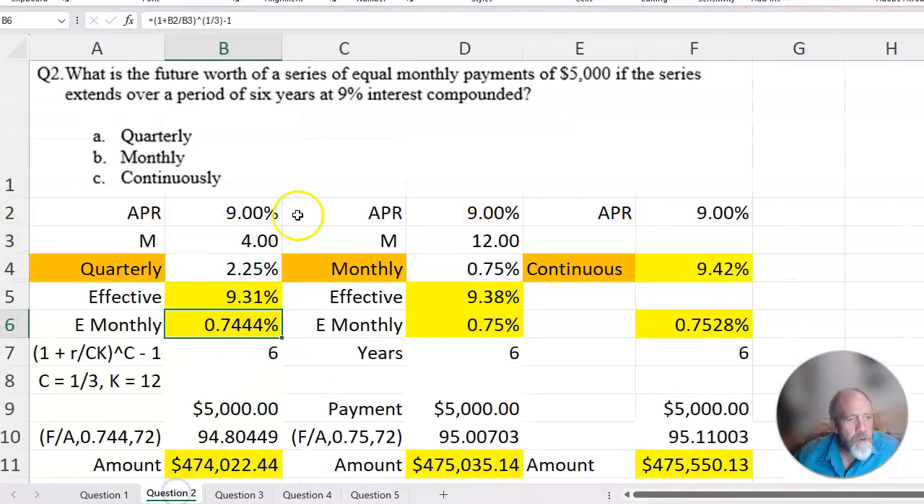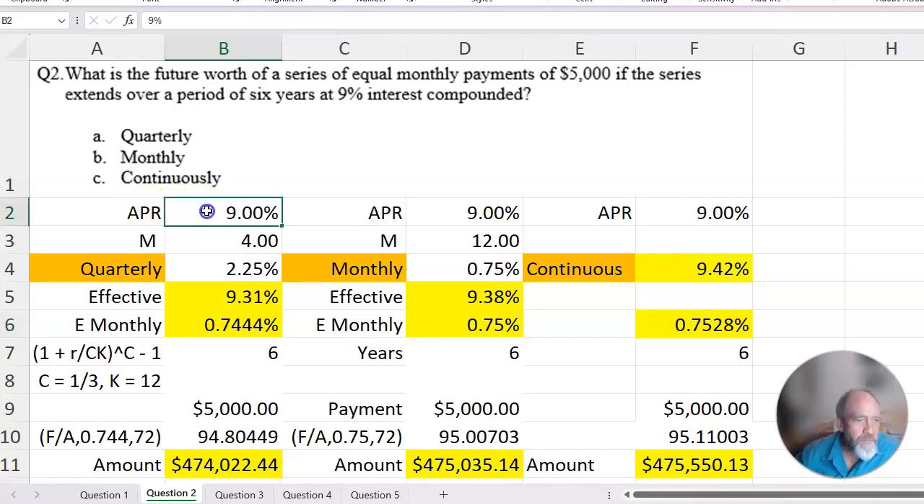All right, let's move to a more challenging one. This one has some complexity to it because you really have to get into those equations. I put some little extra help here. What is the future worth of a series of equal monthly payments over 6 years at 9%, and that's going to be an APR of 9%.